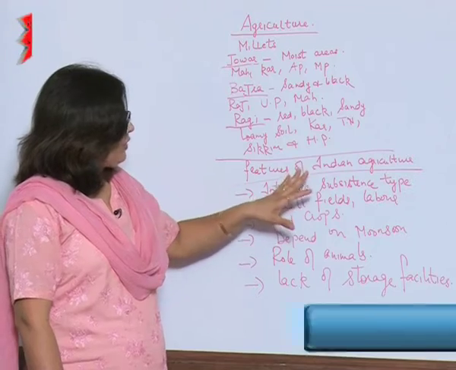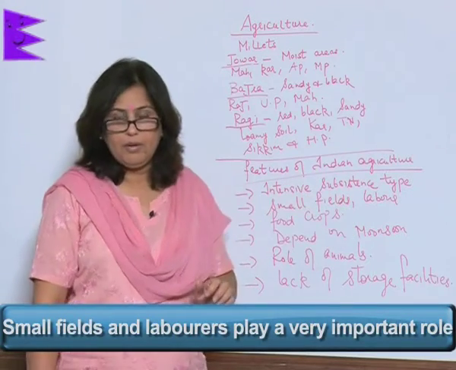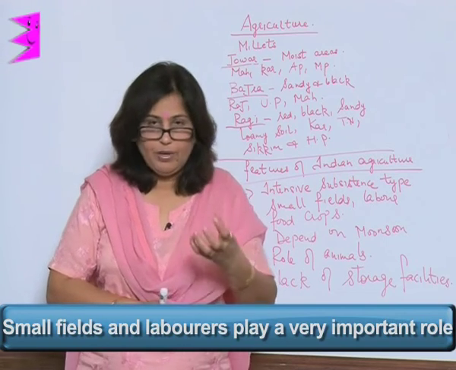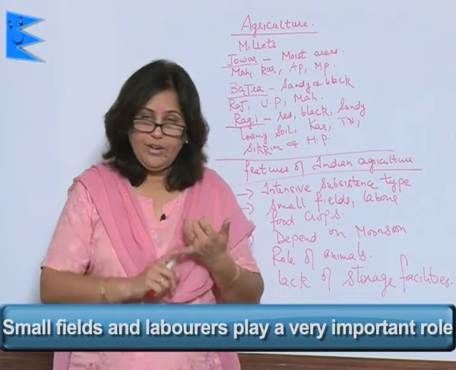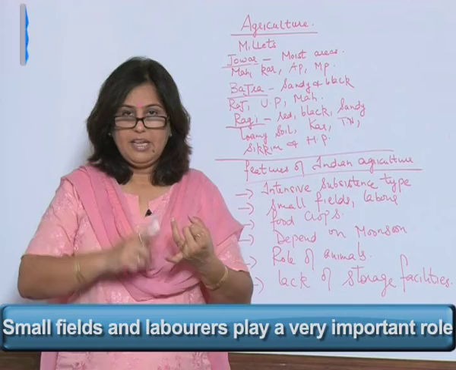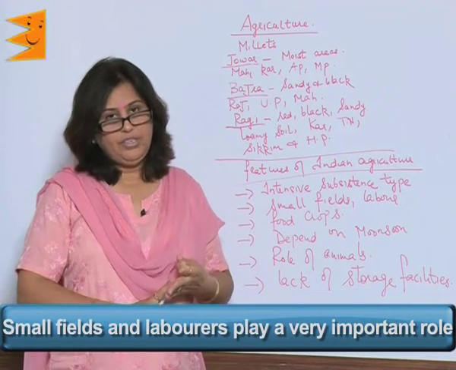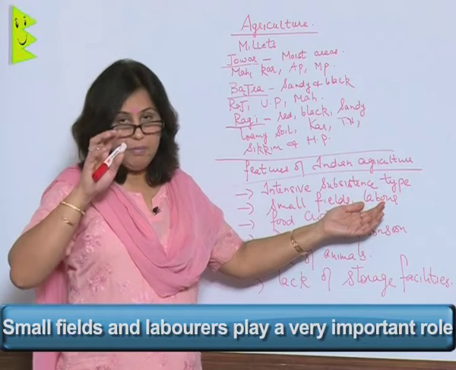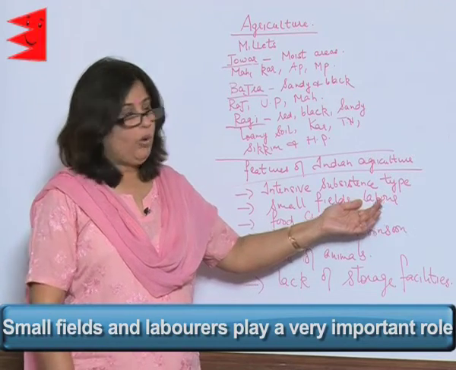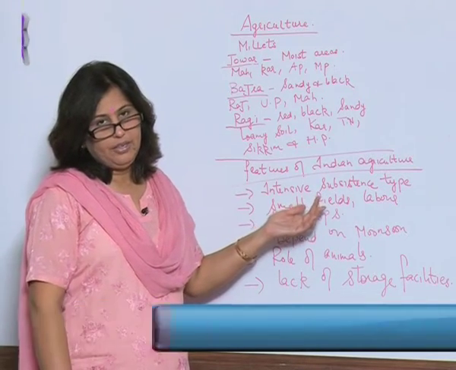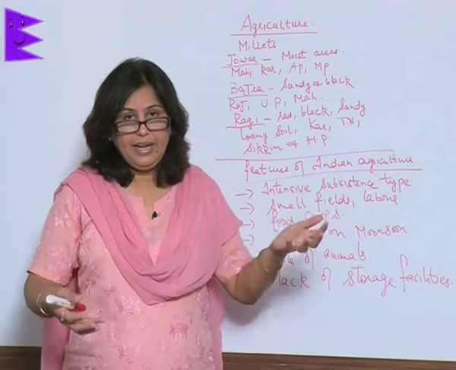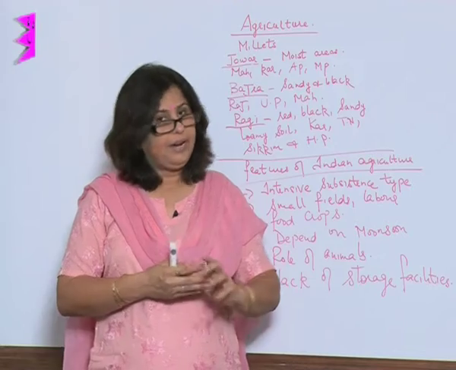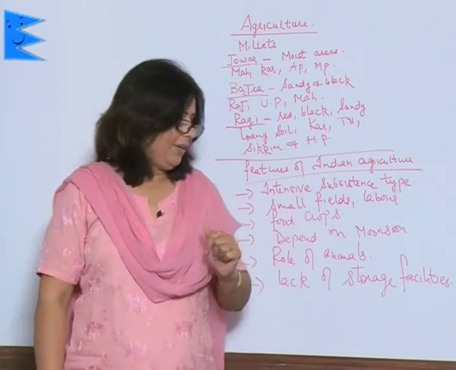Next, those fields are very small. So, the money which comes to the farmer is also very small. So, he cannot afford to buy tractors, threshers and other machines required. So, it is labor which plays a major role in Indian agriculture, because it is with the help of the labor that most of the agricultural production is taken out in Indian farming.